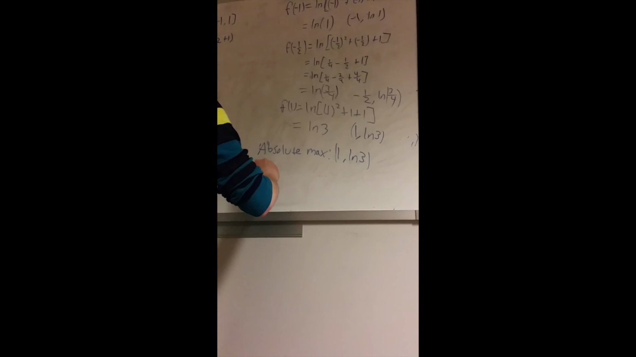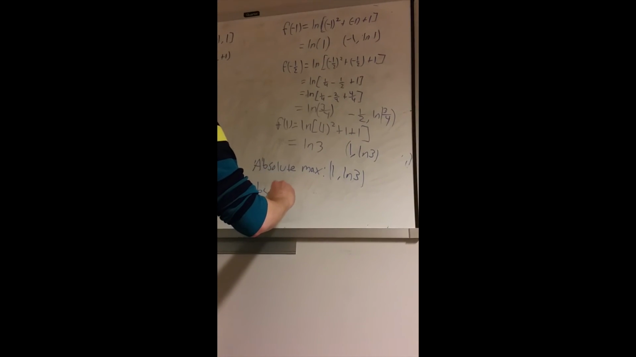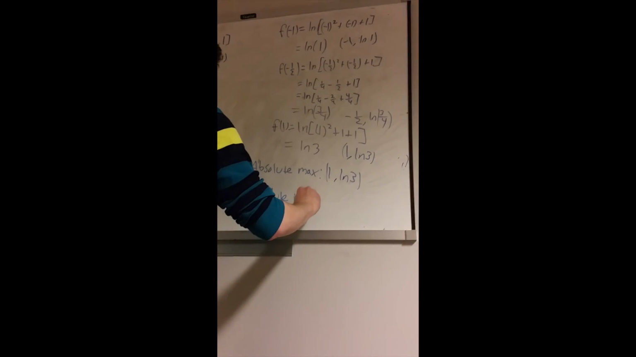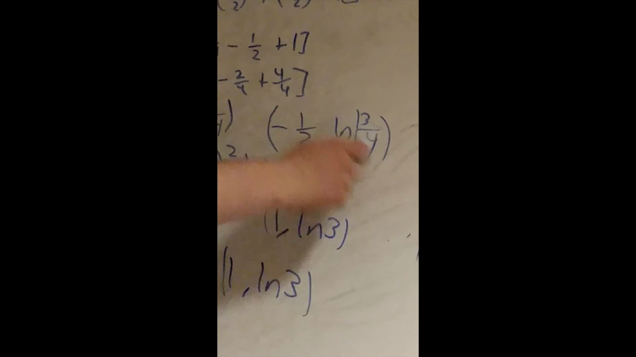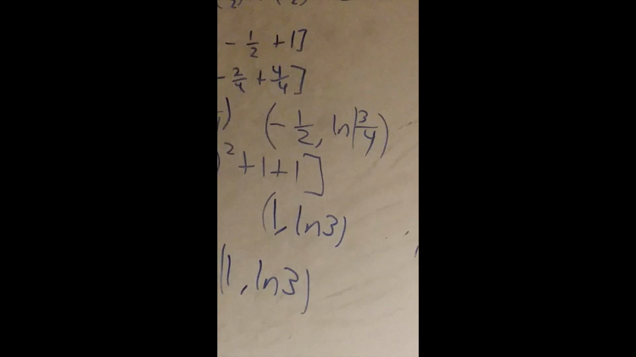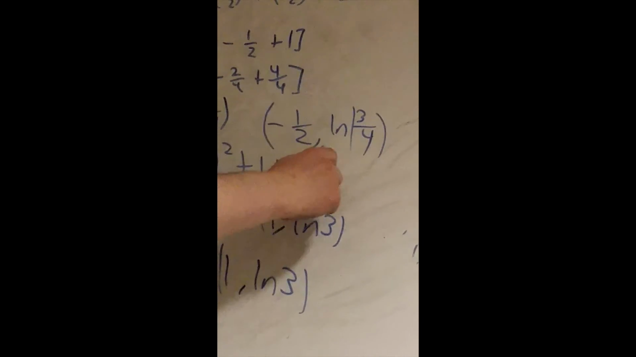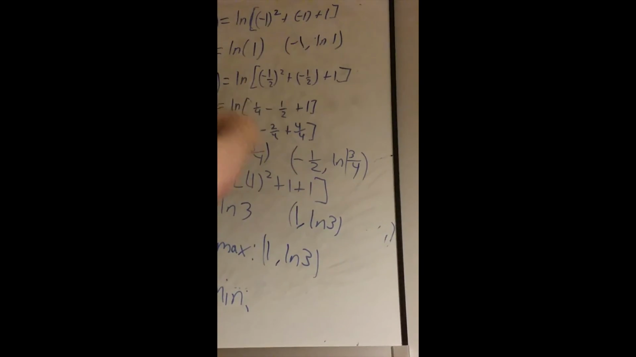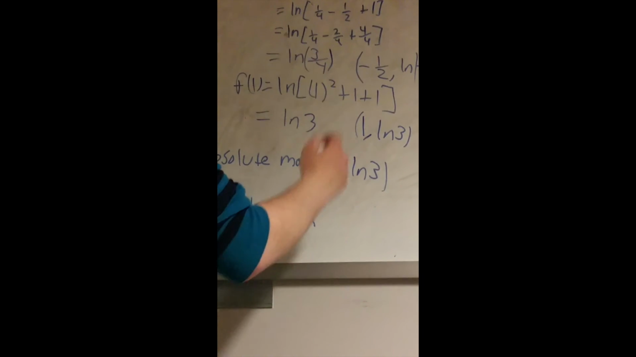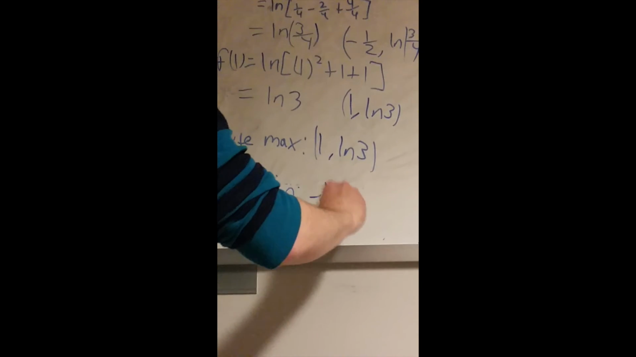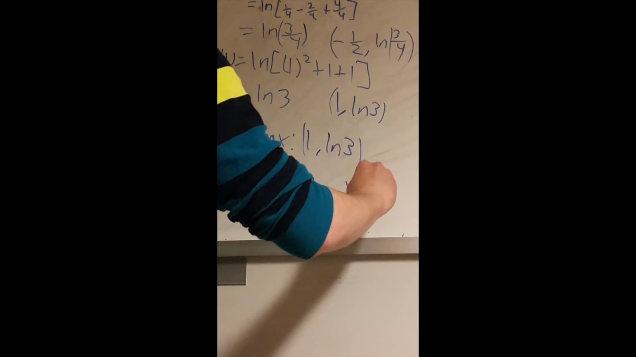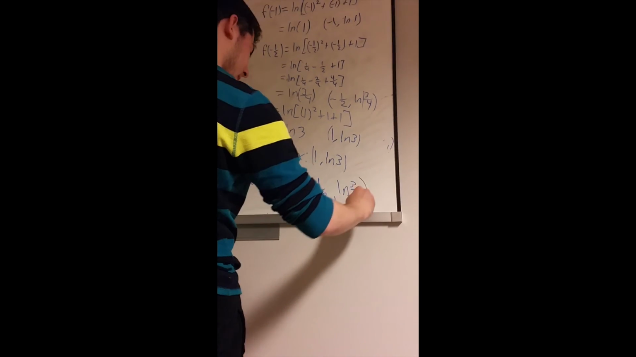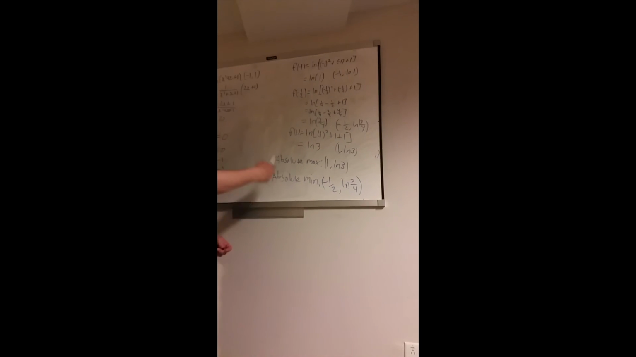And then for our absolute min, we're going to have negative 1/2 right here, negative 1/2 and ln 3 over 4, because that's the smallest y value. Ln 3 over 4 is smaller than ln 1 and ln 3, obviously. So that's going to be our absolute min. Negative 1/2 and ln of 3 over 4. So there we have it, our absolute max and our absolute min.